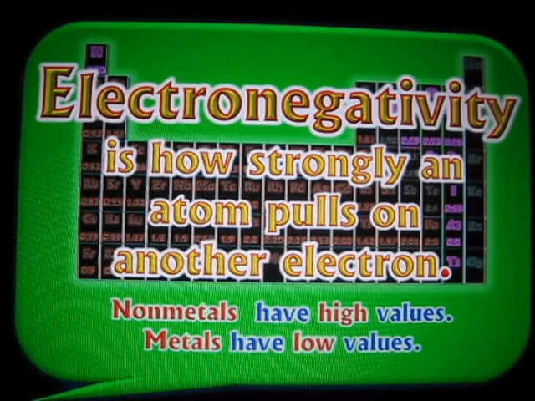So it turns out electronegativity varies across the periodic table. It is a trend on the periodic table. It's a very good trend. And nonmetals have the higher values, metals have the lower values. That means you have higher numbers on the right, lower numbers on the left.